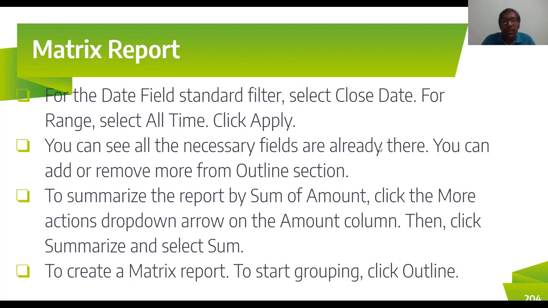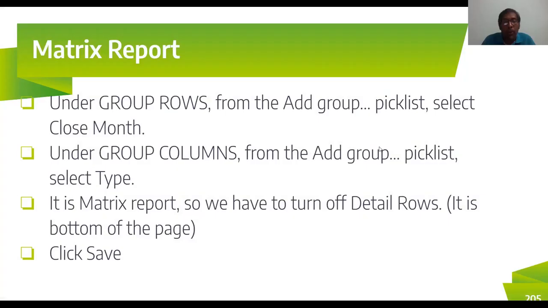After summarizing, you have to create a matrix report. For creating a matrix report, you go to the outline and select the group. Under group, from the pick list, you're going to select the closed month. Coming to column, we're going to select type, so that you can see the matrix report will be generated.